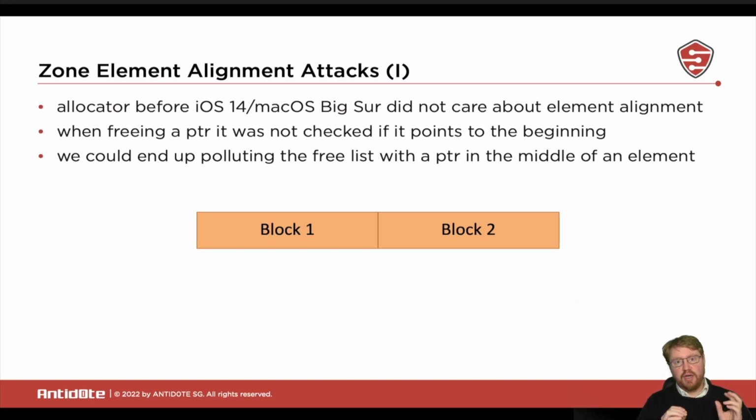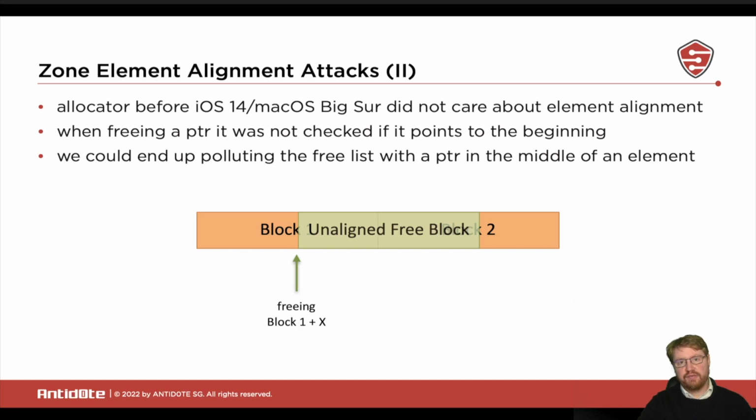And so you would pollute the free list of a zone with pointers that are actually in the middle of two elements. And the graphic here symbolizes this. We have two zone elements that are adjacent to each other. And now we want to free the first one. But we're not freeing the pointer to block 1, we're actually freeing a pointer block 1 plus X. So what happens is that now this unaligned memory block ends up in the free list of our zone.